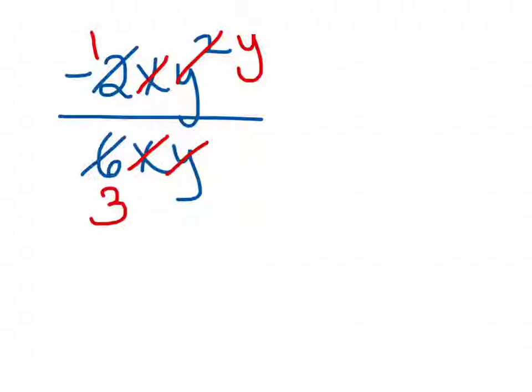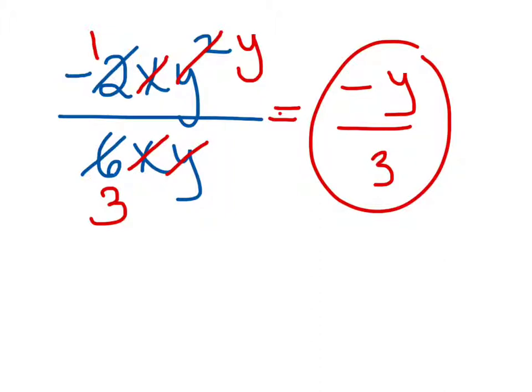Remember, when we write our final answer, we like to carefully scan across. We've got a negative, a 1, and a y on top. So we'll write that as negative y. And then in the denominator, we have just a 3. So remember to carry that over. Our final answer is negative y over 3.